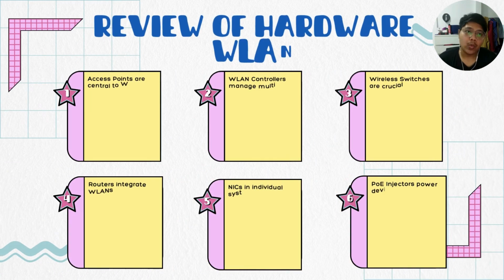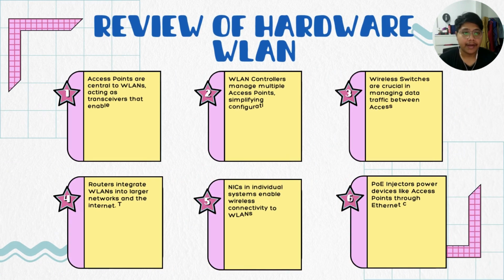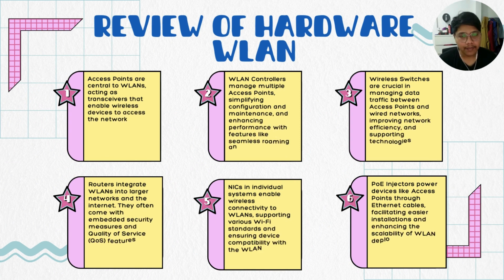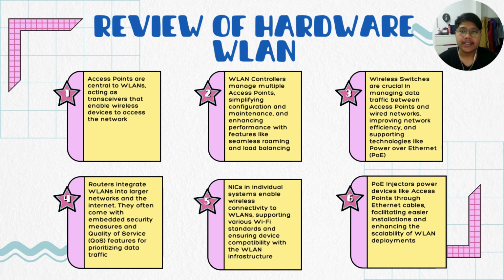Okay, so we go to the next one, which is review of hardware WLAN. It consists of 6 points, or 6 hardware generally. So the first one is access point. Access points are central to WLANs, acting as transceivers that enable wireless devices to access the network. Also, access points hold the network Wi-Fi protocol 802.11a, n, ac, and ax, the new one. So the second one is WLAN controllers, which manage multiple access points, simplifying configuration and maintenance and enhancing performance with features like seamless roaming and load balancing.